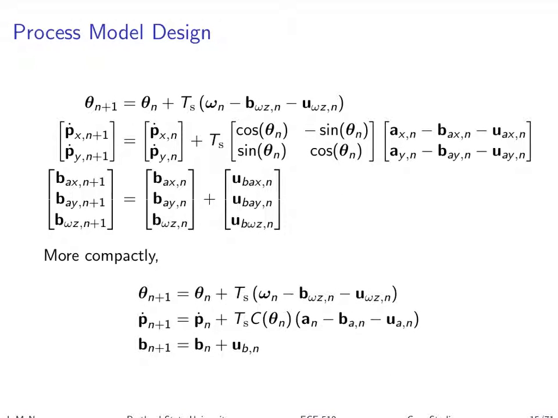So here's what I ended up with for the process model design. The state vector consists of the angle, the velocities, and the biases.